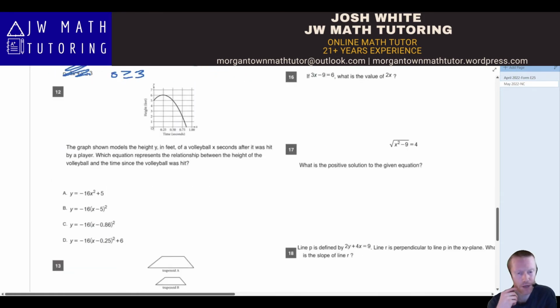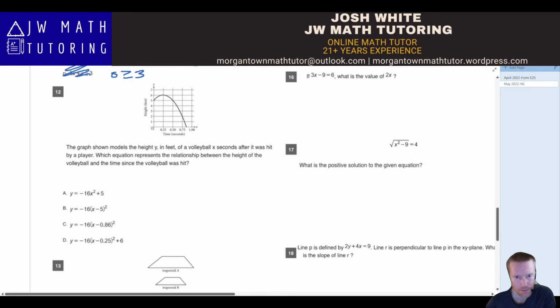Below that, we have problem number 12. Here we have another basically quadratic function, and you're given a graph of this function, and you're asked to determine the equation for it based on the values of the graph. Okay, so x represents time, and it looks like y represents height. And we want an equation between the height of the volleyball and the time since it was hit.